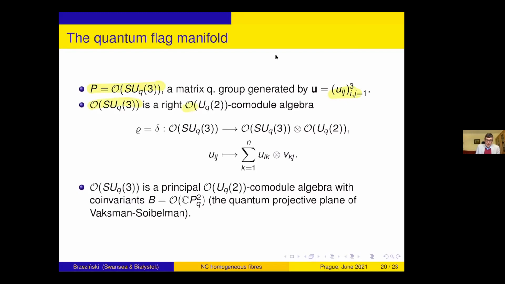And O(SUQ3) is a right UQ2 comodule algebra in a very simple way. It's a full matrix of 9 entries, u_ij. Now I'm projecting some of those entries to 0, the top diagonal one to U, and the remaining lower 2x2 matrix to the generators of SU2, multiplied by the inverse of the determinant. It's easy to see that it's a comodule, because we are dealing with matrix algebras in both cases. That defines a comodule structure. That it is an algebra map as well requires some calculation.